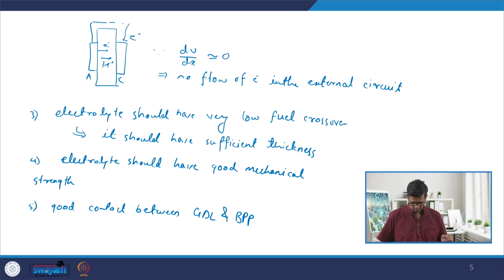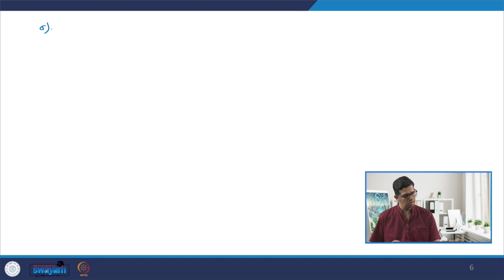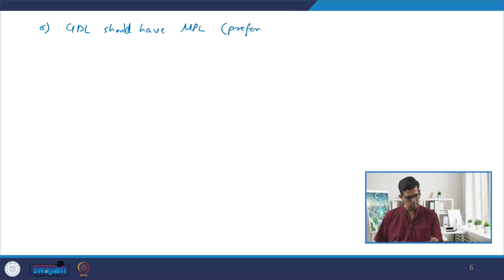So, let us move on to the other points. This gas diffusion layer, in order to have a lower contact resistance, should have a microporous layer as well. So it is preferred, since if we have the microporous layer on the gas diffusion layer, we have seen that the surface roughness of this GDL gets reduced drastically. The same thing is also applicable for the bipolar plate.